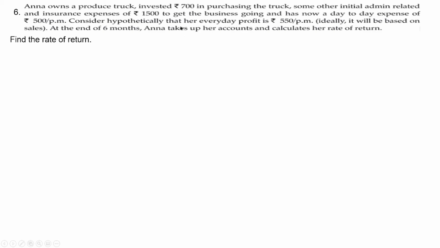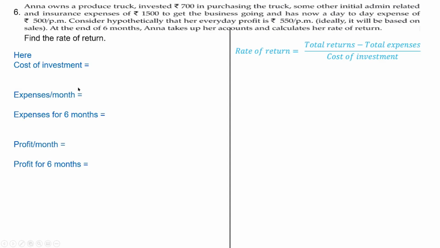So this is a hypothetical question. The cost of investment is 700 plus the other expenses 1500, and then the day-to-day expenses are given as 500 per month, and the profit or the returns is given as 550 per month. We need to find the rate of return at the end of 6 months. So here the cost of investment is 700 plus 1500. It is rupees 2200. And then expenses per month are given as rupees 500.